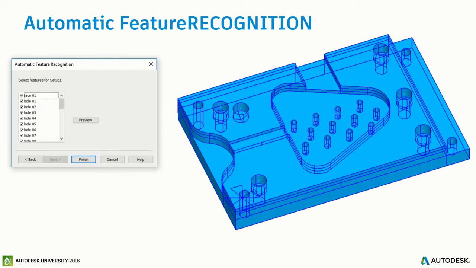Automatic feature recognition is an option in FeatureCAM that allows a user to automatically recognize features from a solid model. Automatic feature recognition greatly reduces programming time. This allows a part to get to the machine faster, which reduces the overall cost of producing the part.